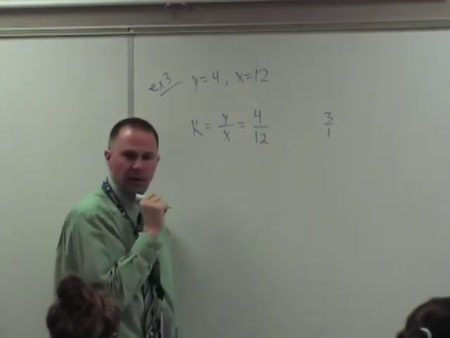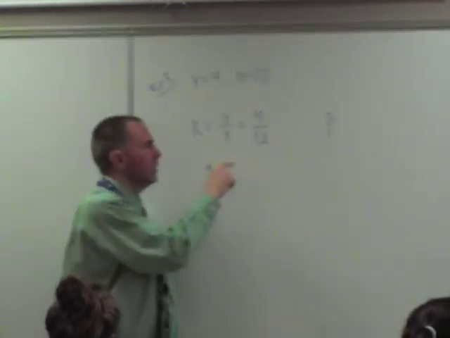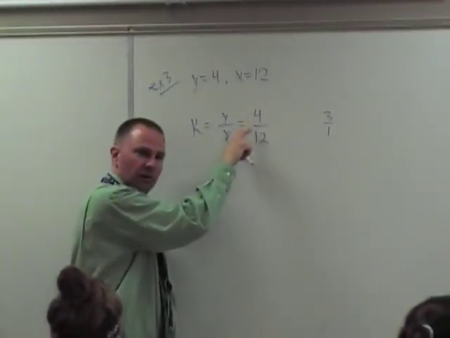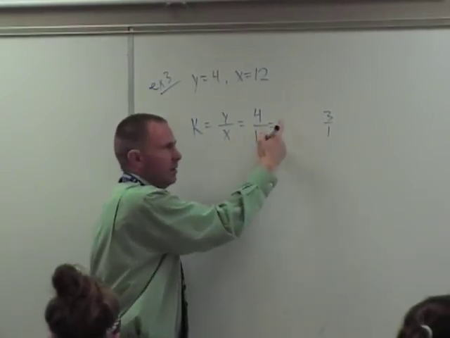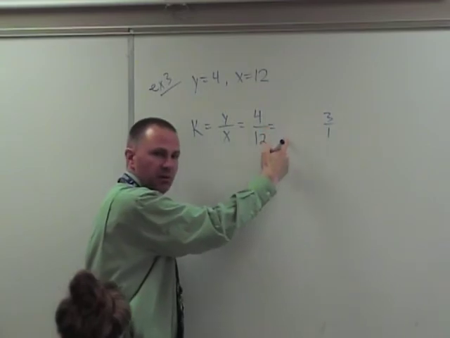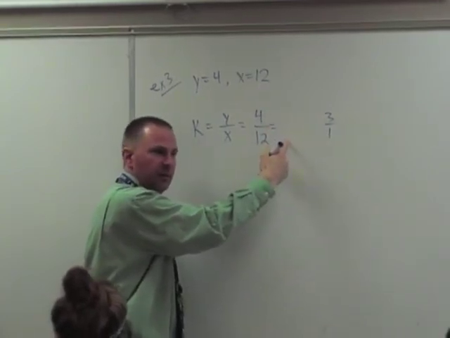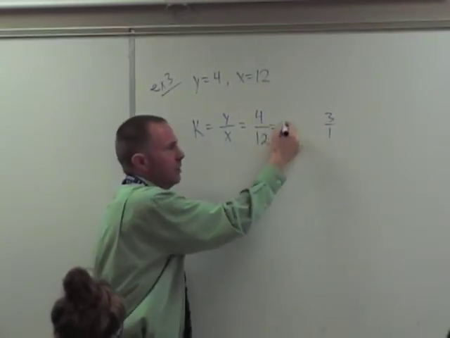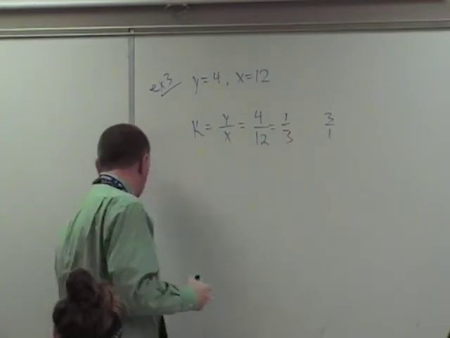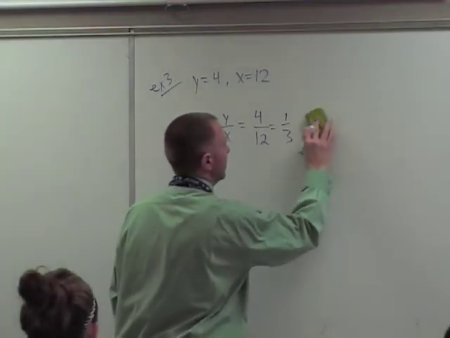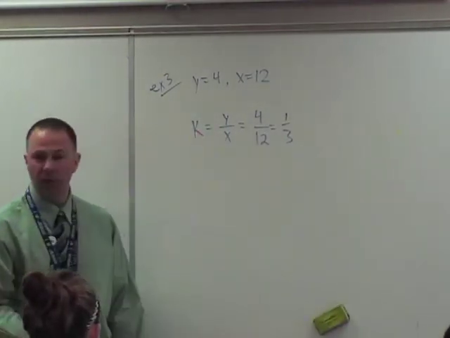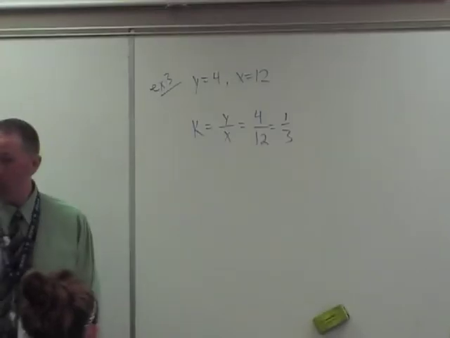3 is bigger than the 1. Well, the 4 is smaller than the 12. So when I reduce this, the number on top should still be smaller than the one on bottom. So really, this is not 3 over 1, it's 1 over 3. So for some reason, you guys that always want to put the bigger number on top, stop doing that. Okay? And if you have to reduce the long way, do that.